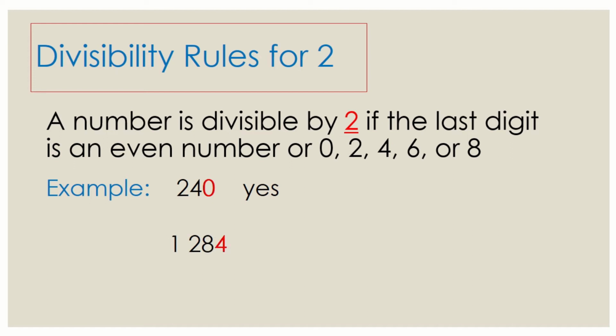1,284. The last digit is 4. It's an even number. So yes. We have 12,343. The last digit is 3. It's not an even number. So no, it's not divisible by 2.